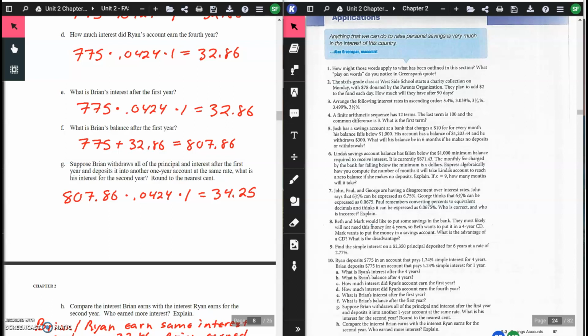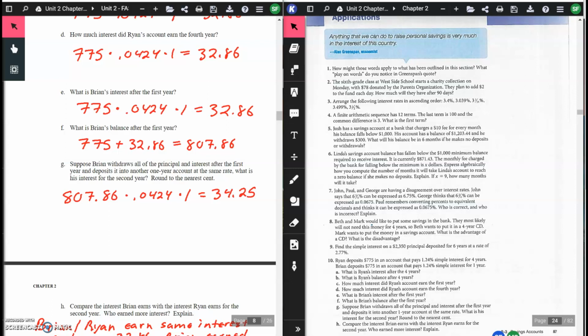Suppose Brian wants to withdraw all the principal and interest after the first year and deposit into another 1-year account at the same rate. What is his interest rate for the second year? Okay, so you have $807.86, which is $775 plus your interest of $32.86. So that's your new balance.